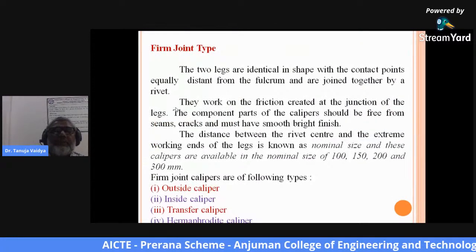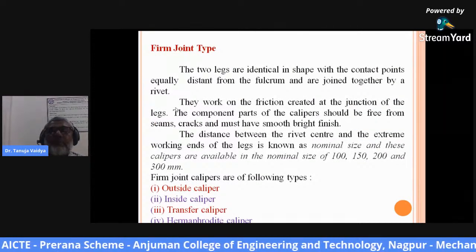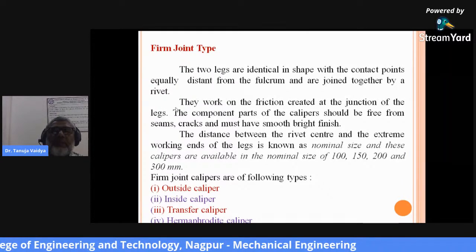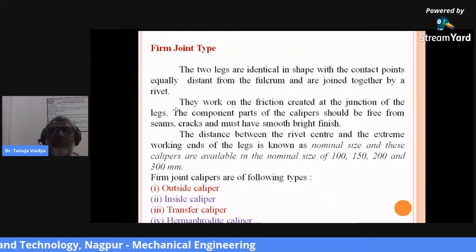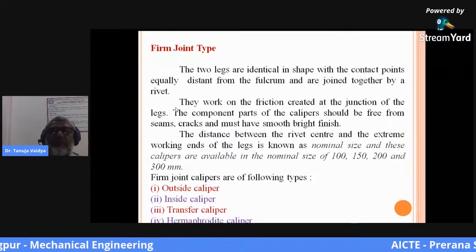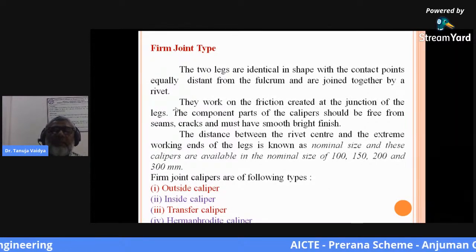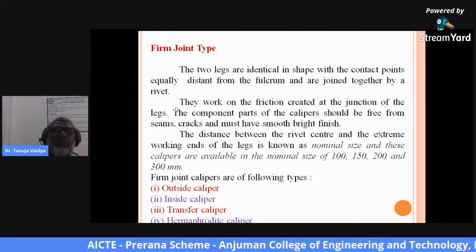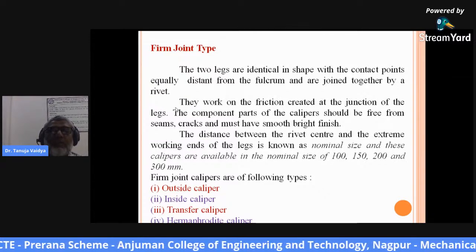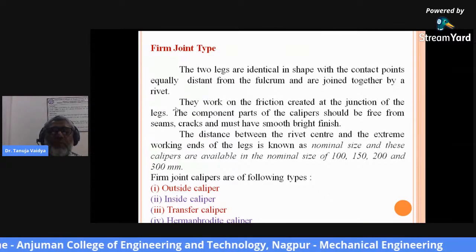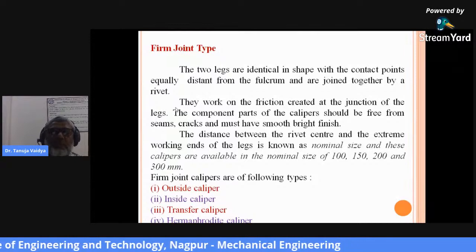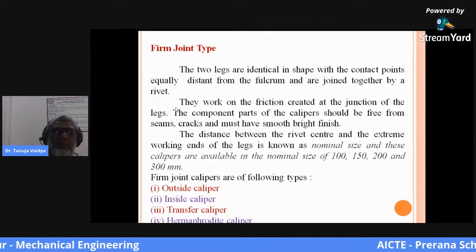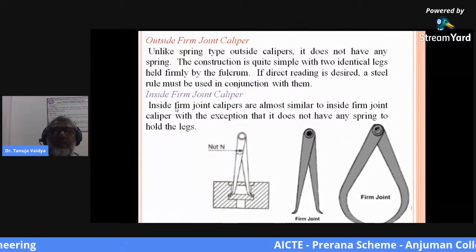Firm joint type of calipers are identical in shape with contact points equally distant from the fulcrum and joined together by a rivet. There is no spring, but they are joined by a rivet. They work on the friction created at the junction of the legs. The component parts of the caliper should be free from seams, cracks, and must have a smooth finish. Firm joint calipers are further divided as outside, inside, transfer, and hermaphrodite calipers.